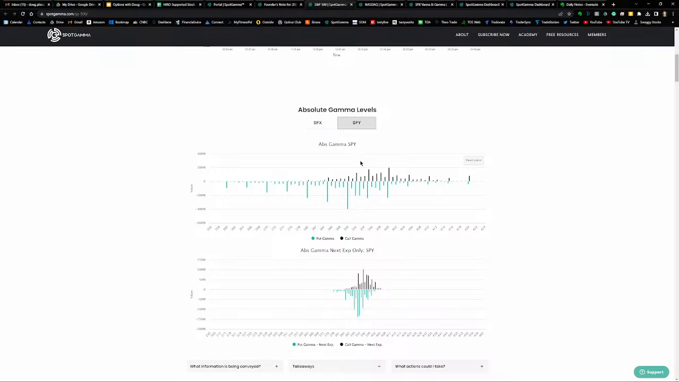Now we'll take a look at SPY. And for SPY, 390 is the absolute gamma strike, and that's also the put wall. And that did act as support today. So that is the put wall and the key gamma strike. And then the 402 level is the call wall, the strike with the largest net positive gamma.